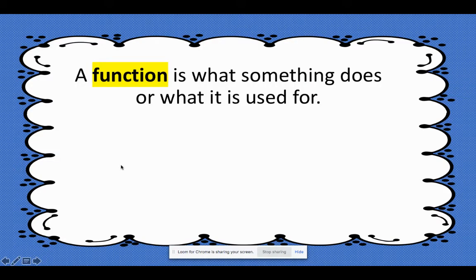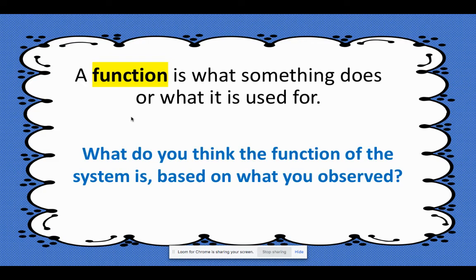Well, hopefully you guys are thinking that this system is doing something with cherries. Maybe it is removing the pit of a cherry, the inside of a cherry, the seed, or what we call the pit. So a function, this is a good science, this is our fourth grade science word. A function is what something does or what it is used for. So I want you to think what that system that we just looked at, what might be its function? What do you think the function of the system is based on what you observed? You can pause the video here and share out with your class or just think out loud to yourself.